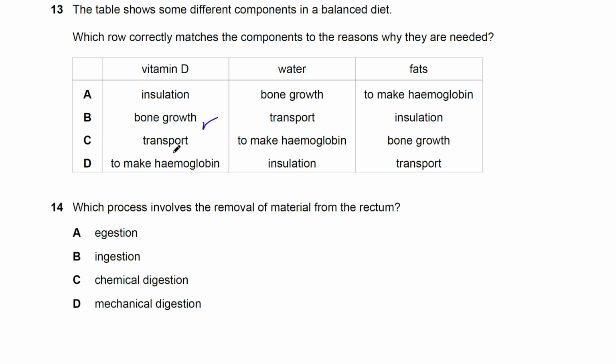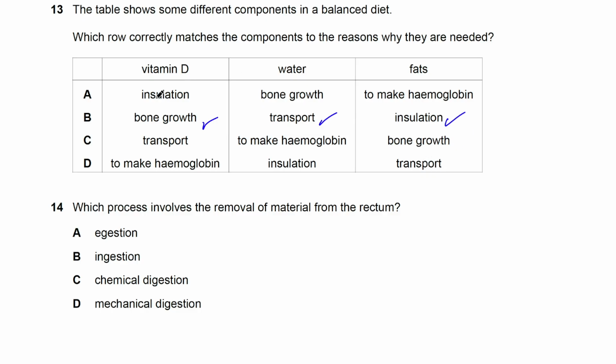Transport, this is for water. To make hemoglobin, it's not related to vitamin D. Let's move to water. Water for bone growth, no. Water is for transport, yes, not to make hemoglobin or to do insulation. Moving to fats, to make hemoglobin, no. Insulation, yes, that's right. Bone growth, no.